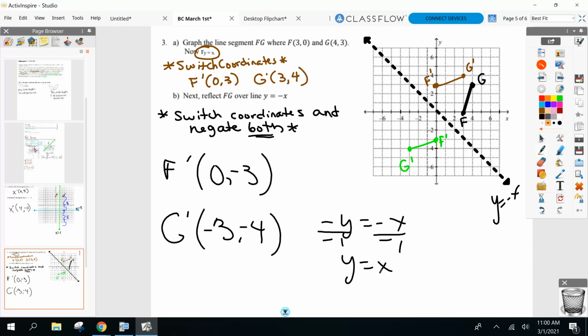So let's say we get the question, reflect FG over line y equals negative x. Will we ever have to show the work of switching and making it negative? Nope. I just know you guys know the rules, so you're just going to apply them. Good questions, guys. Anything else?